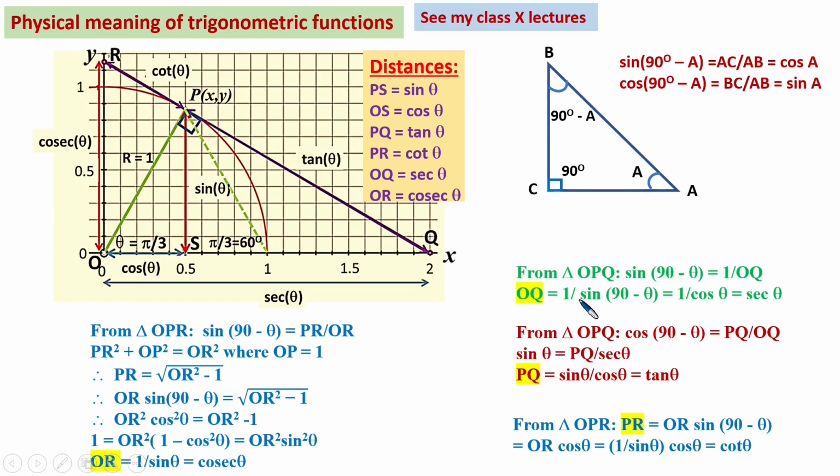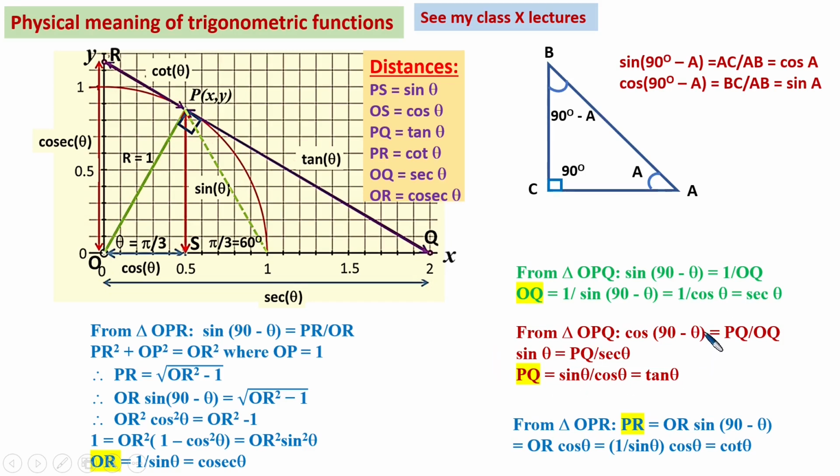So this OQ is equal to, I bring it here, 1 by sine 90 minus theta, and I know that sine 90 minus theta is cos theta. So I write 1 by cos theta. So this is sec theta. So this is from the definition of sec theta. Sec theta is nothing but inverse of cos theta.